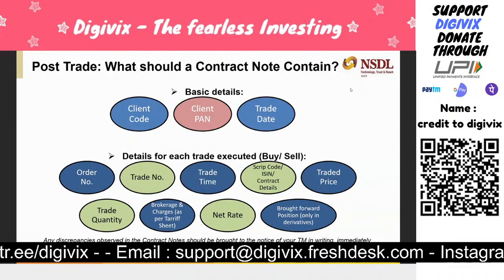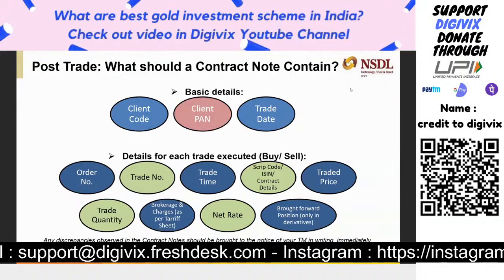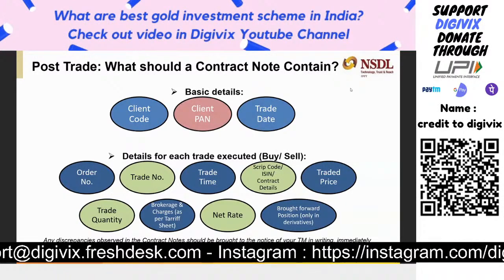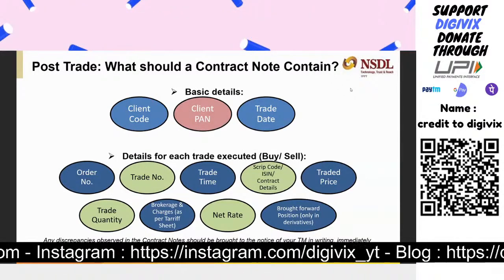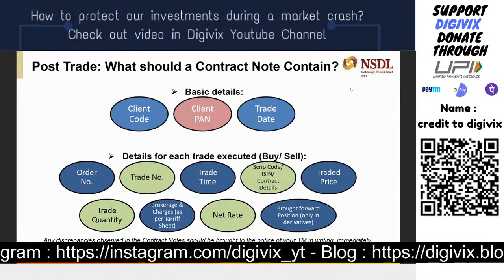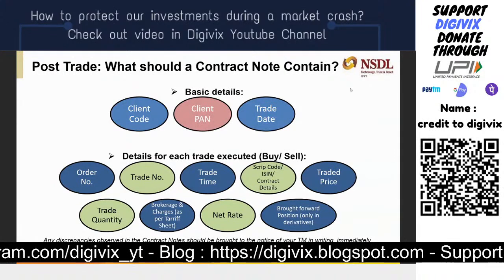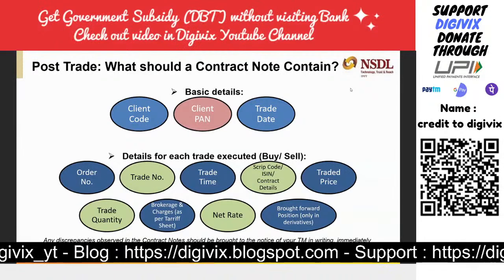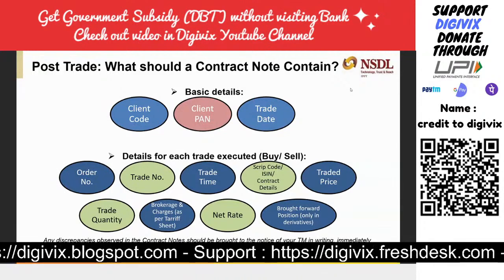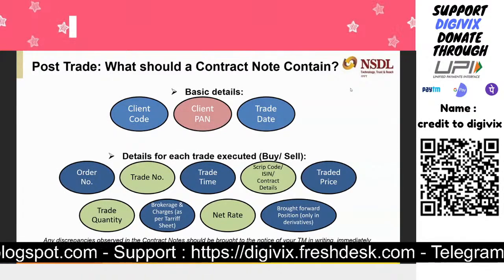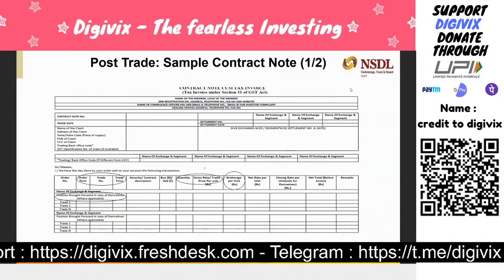What was the quantity, at what rate you bought, what rate you sold, the ISIN, whether it is a delivery or derivatives trade, whether it was a forward position, and the trade time, all the details would be there. So if there is any discrepancy, you have to bring it to your broker's notice, and if you both do not agree, then you have to raise it to the exchanges, or maybe SEBI or NSDL. So this is how a contract note typically looks.